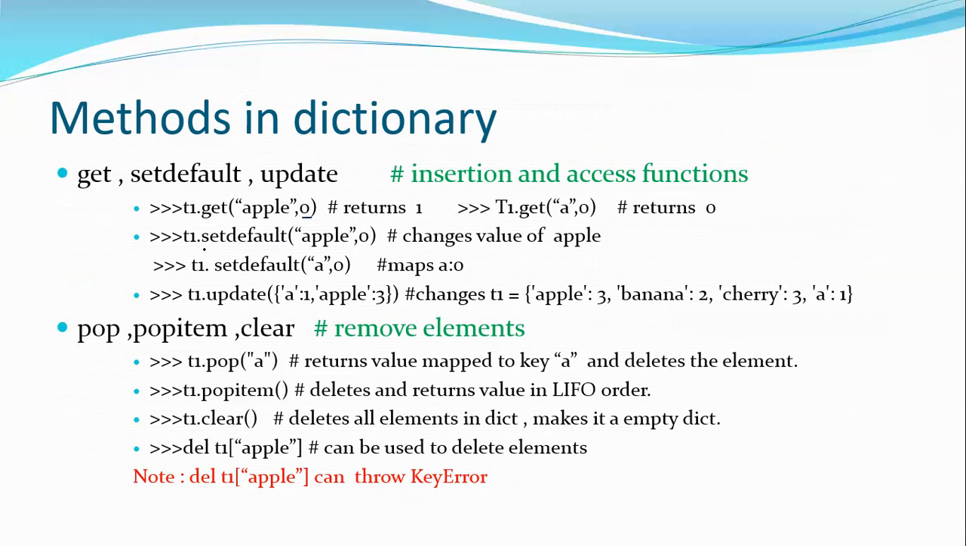Similarly, I can also set a particular default value for keys. If that particular key is not available in the dictionary, I can return a default value. That is, if I say T1.setdefault of apple, if my dictionary T1 is not giving a value for apple, in my case it is giving the value 1. If it is not giving the value 1, I can say give the value 0. The default value for the key apple, I'm setting it to be 0. Similarly, I can set the default value of A as 0 or some other value. Yes.